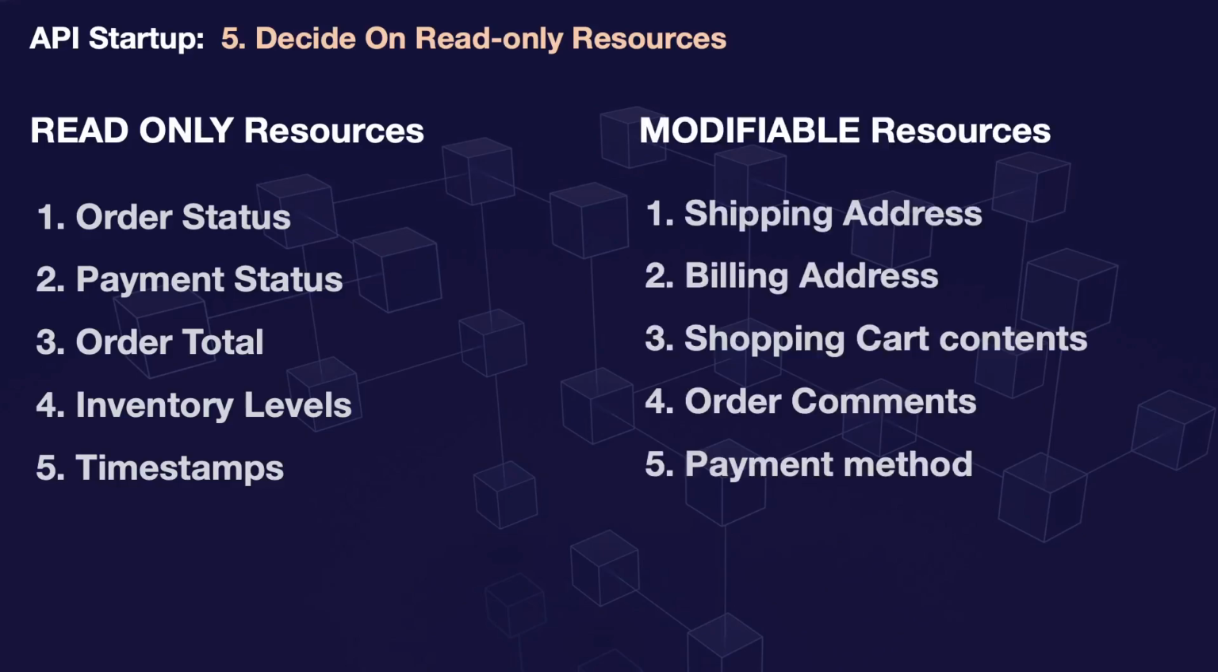Then you have modifiable resources, and these would be like shipping address. A user can change their shipping address, or a user using an API can change the address probably. Billing address, shopping cart contents, putting things in the cart, taking things out. Users should be able to do all that usually, or making comments on the order, changing the payment method.